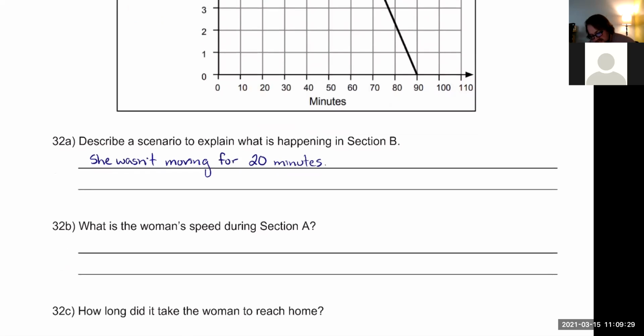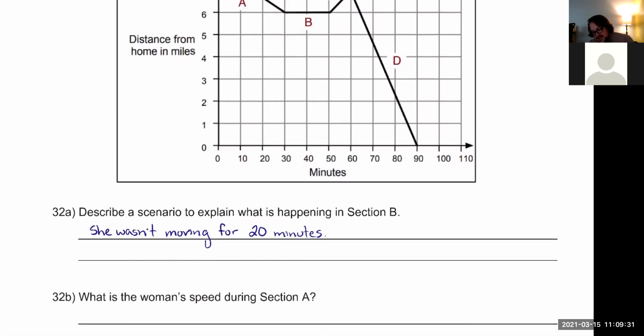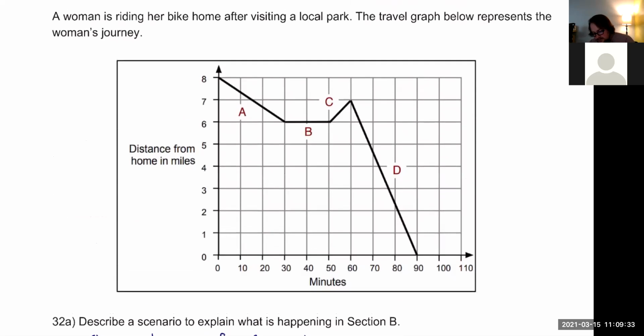32B, what is the woman's speed during section A? Now, if you think about speed in a car, you have two measurements, miles and hours. Well, in this case, we're going in minutes. How many miles did she travel in A? 75. Where are you getting 75? It's between 7 and 8.